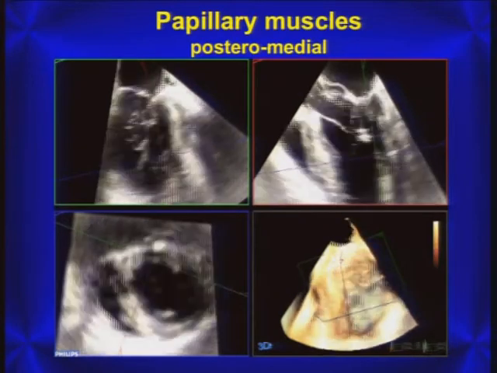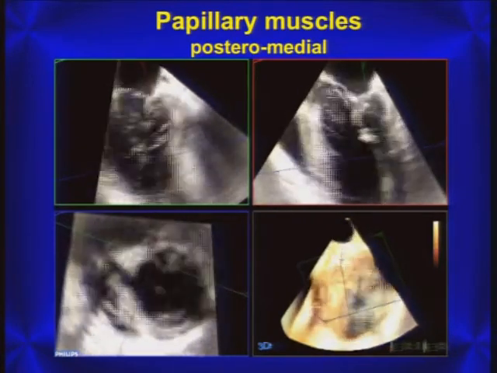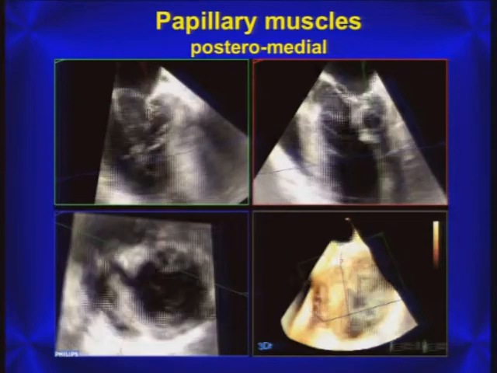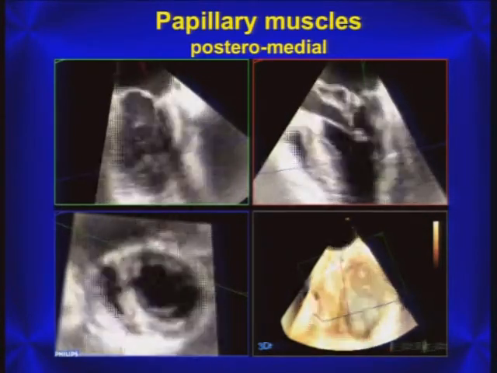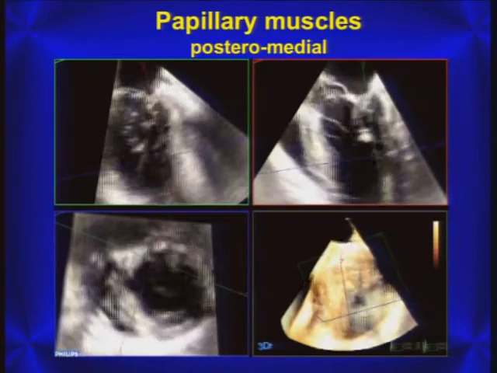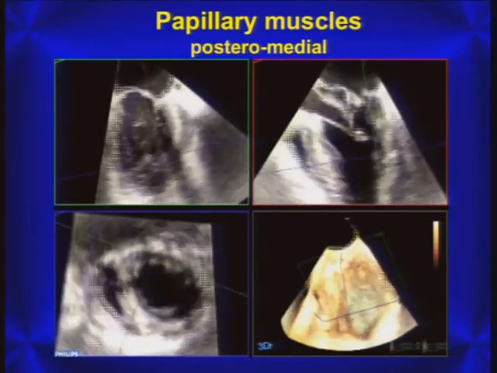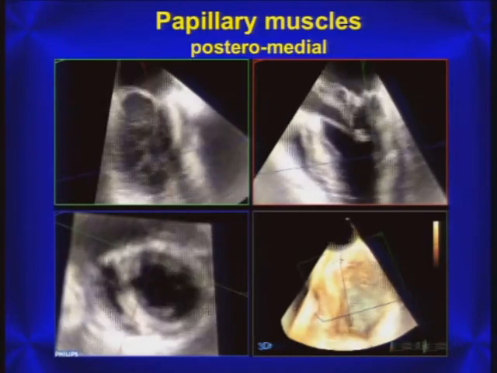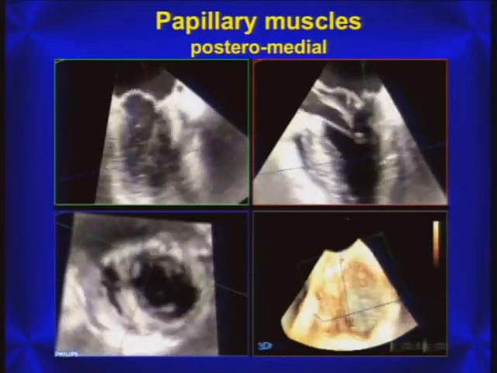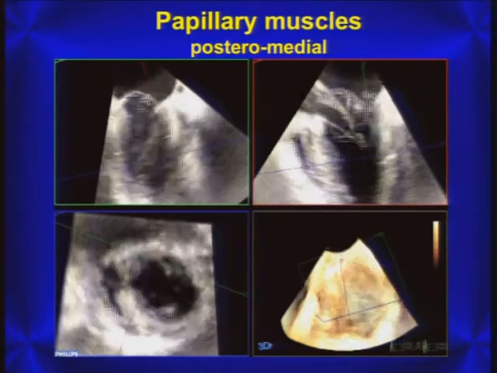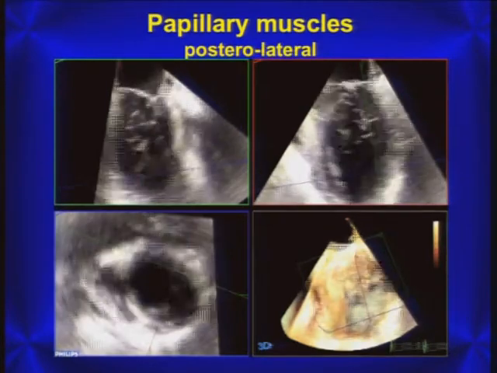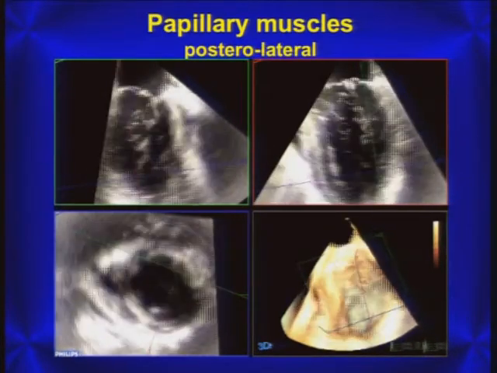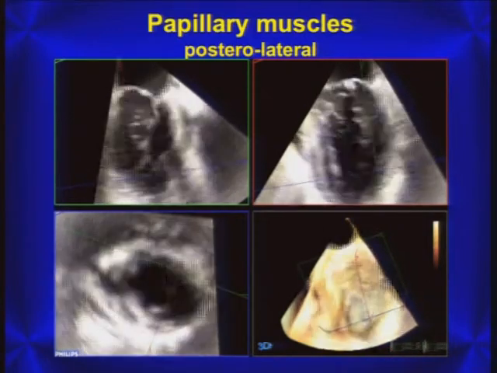We made the multiplanar reconstruction from the full volume loops. And in our case, the papillary muscle group consisted of two muscles located onto the posterior wall very close to each other. One papillary muscle had a medial superior attachment, as you can see, and the second papillary muscle had a little bit lateral and inferior insertion on the wall.